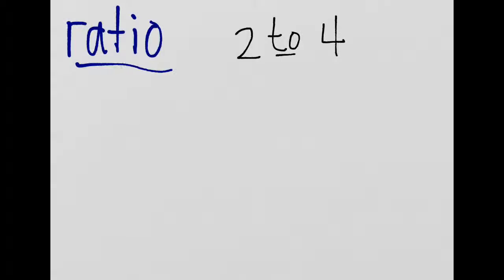Now, don't get confused by the words "two, to." I'm not saying the same word. I'm saying the number 2 to the number 4. So this is a ratio. I'm just comparing the number I have of one thing to the number I have of another, 2 to 4.